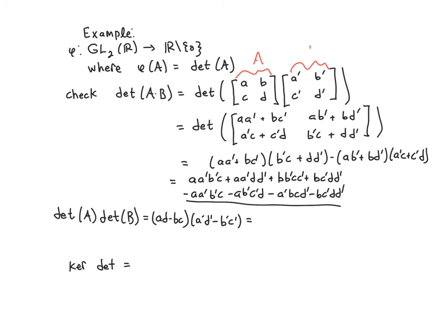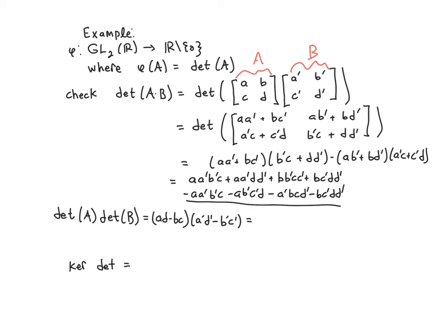And here is B, which, as you can guess, means that these entries are real numbers, and moreover, AD minus BC is not 0, and A prime D prime minus B prime C prime is not 0. So what do I need in order to say that this is a homomorphism? I need to check that the determinant of the product of the matrices is the product of the determinants.